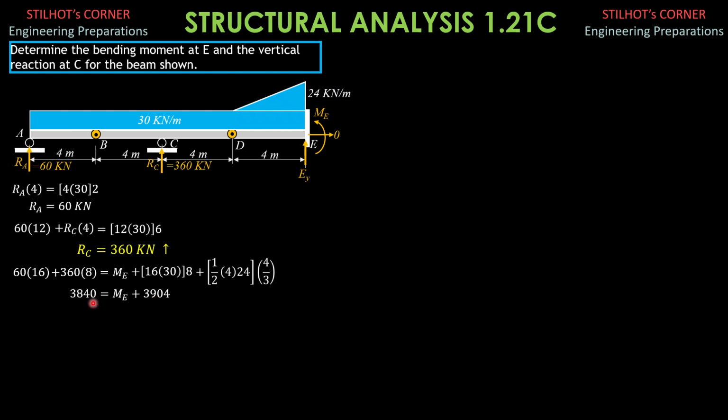So ME is 3840 minus 3904, and that is equal to negative 64 kilonewton meter. So that means that the assumed direction here is incorrect. So moment at E is supposedly clockwise because it is negative. So our final answer for moment at E is 64 kilonewton meter clockwise.